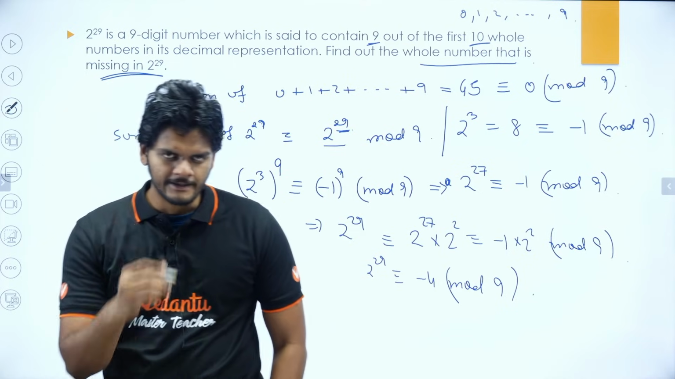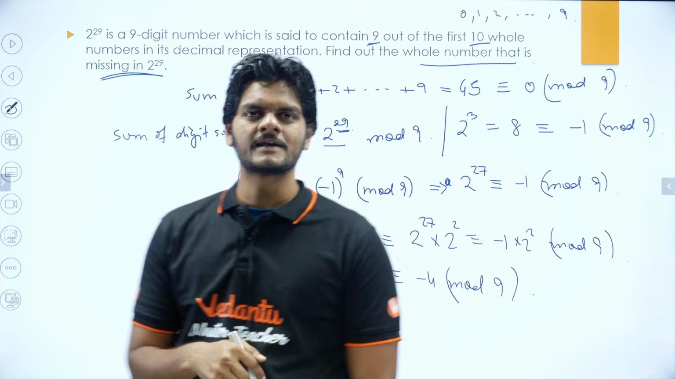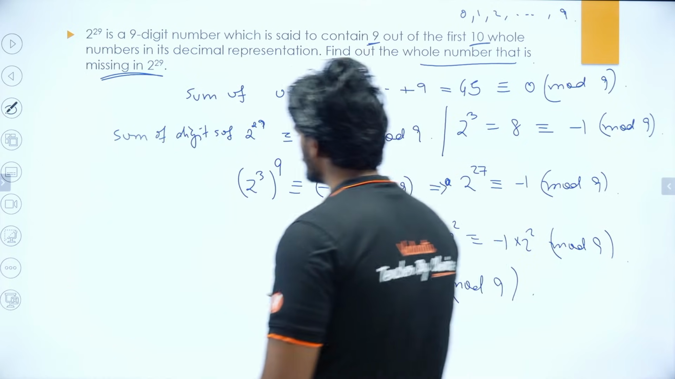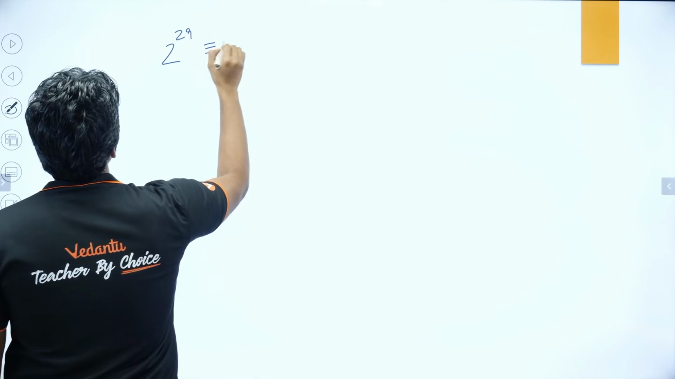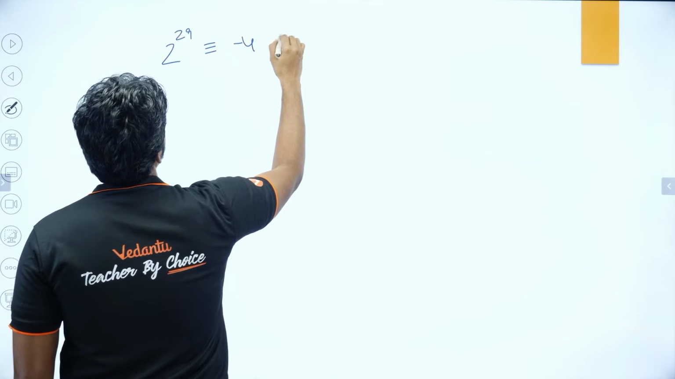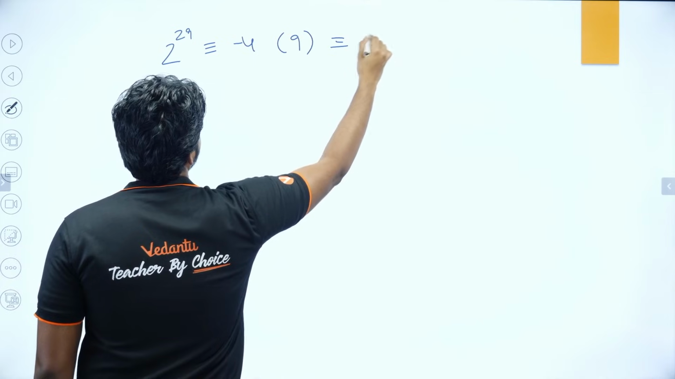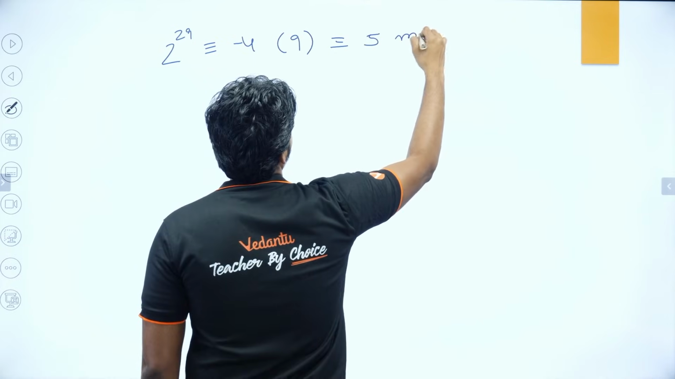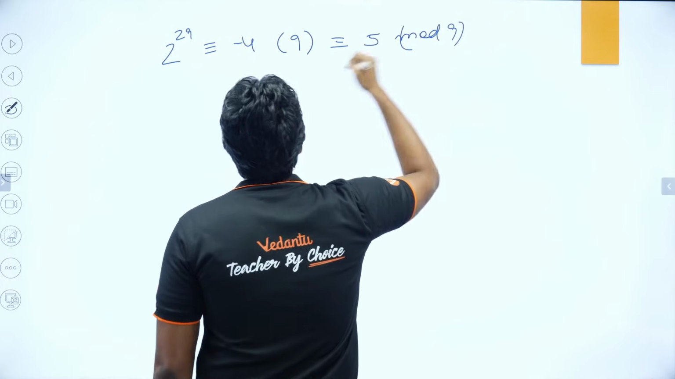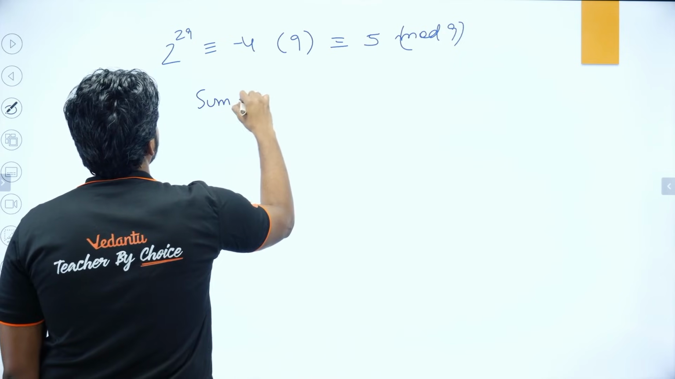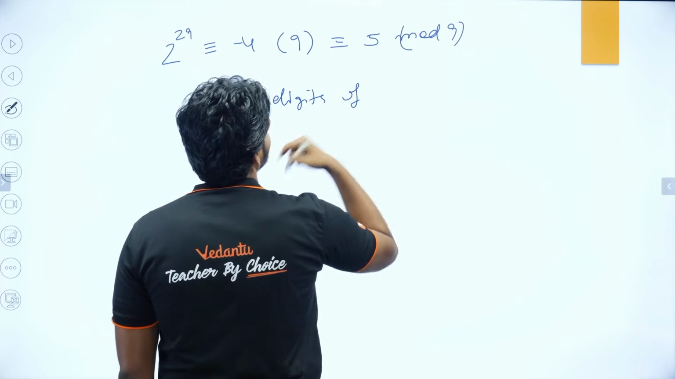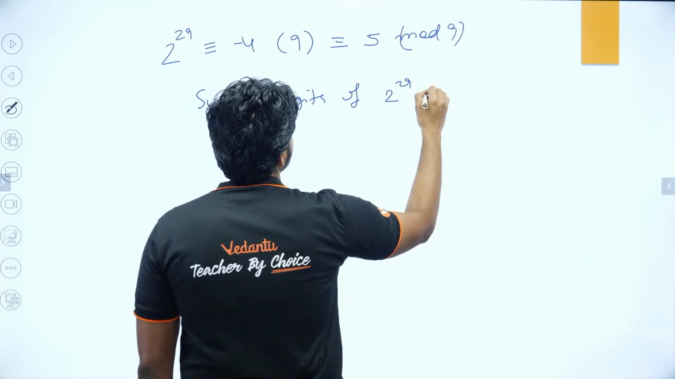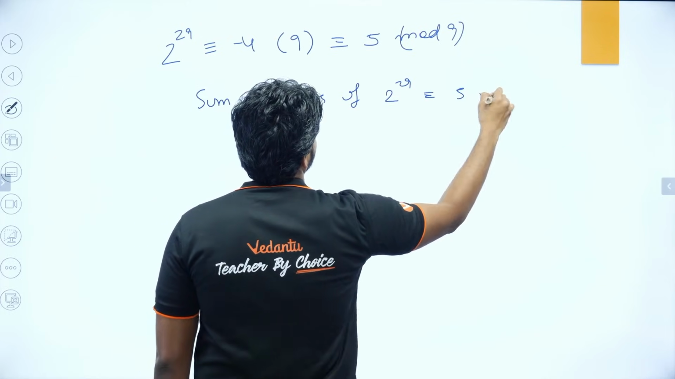So, which number is missing? Tell me in the comments, I am not going to answer this. So, 2 power 29 is congruent to minus 4 mod 9, which is also congruent to, by the way, 5 mod 9, which implies the sum of digits of 2 power 29 is congruent to 5 mod 9.